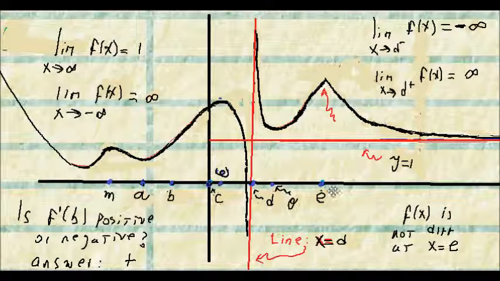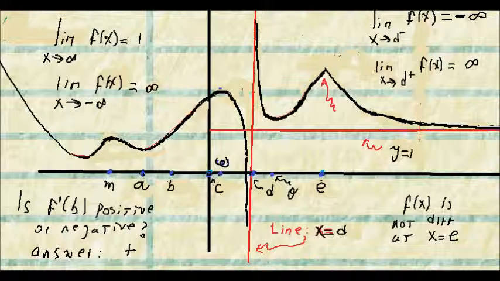Question: is the function f of x continuous at the point x equals c? Well, yes, it is. You can draw its graph without lifting your pen. It is not differentiable at x equals e, but it is continuous because you can draw its graph without lifting the pen. Okay?